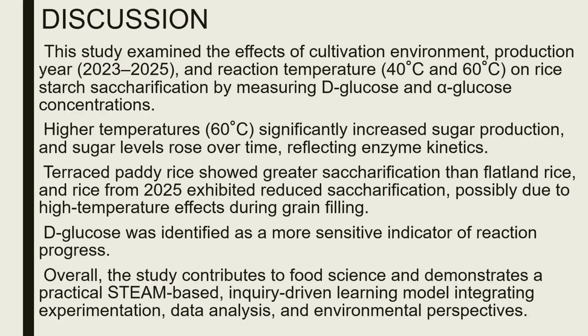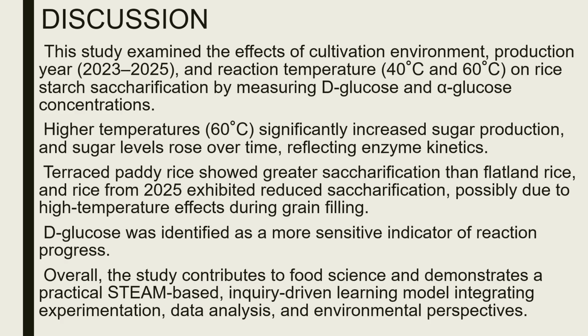This study investigated the effects of cultivation environment, flatland rice versus terraced paddy rice, production year, 2023-2025, and reaction temperature, 40 degrees Celsius and 60 degrees Celsius, on the saccharification characteristics of rice starch by analyzing time course changes in D-glucose and alpha-glucose concentrations. In addition to contributing to food science knowledge, the study also serves as a practical model for inquiry-based learning in STEAM education.